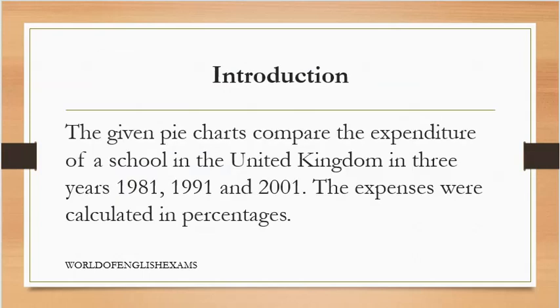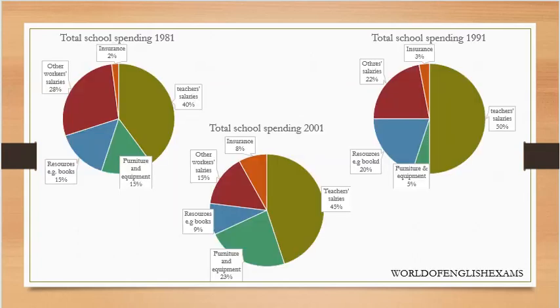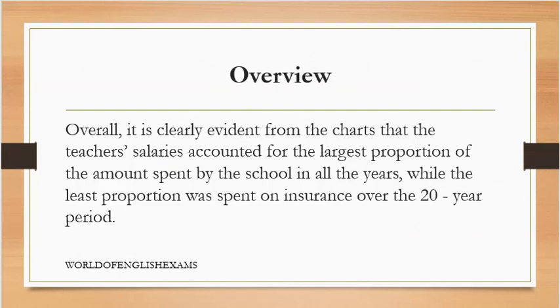Very good. Now let's proceed to the next paragraph, that is the overview. And as I was mentioning, the overview paragraph should contain the highest values and the lowest values. So here we have clearly understood that teachers' salaries amounted for the highest proportion of spending in all the 3 years, while insurance accounted for the lowest values. So now let's represent that.